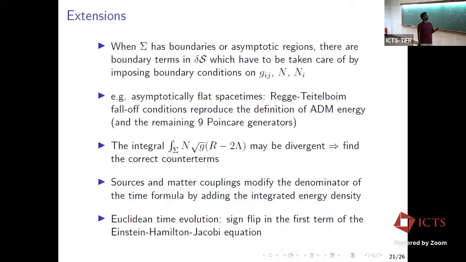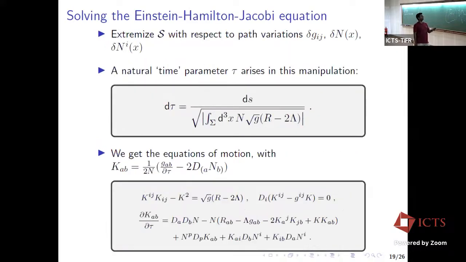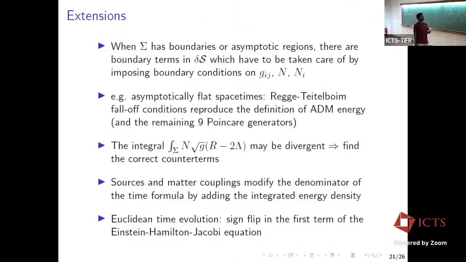So for example, if you take asymptotically flat spacetimes, imposing these Regge-Teitelboim fall-off conditions, we reproduce the definition of ADM energy in this setup. One may also wonder whether this integral makes sense for non-compact sigma, because it could be divergent. In that case, we may have to find the correct counterterms to cancel the divergences.